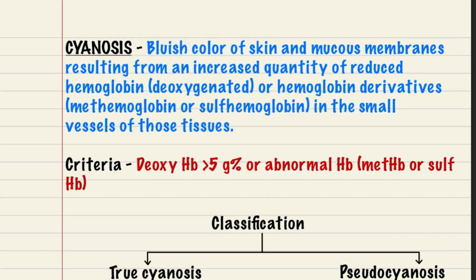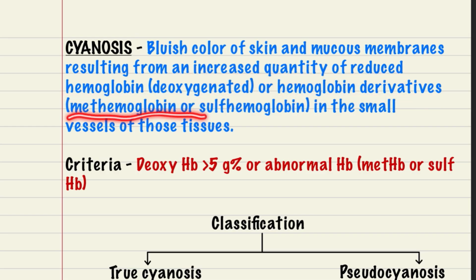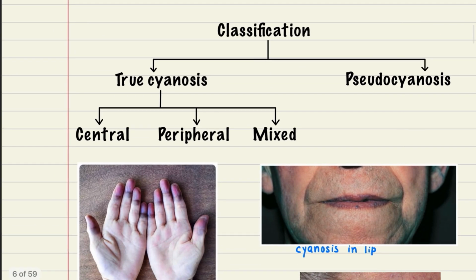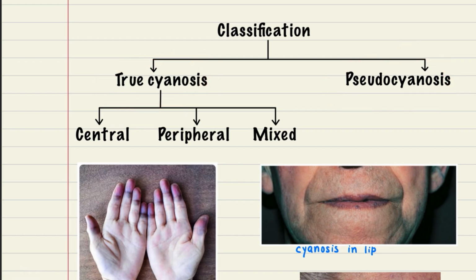Cyanosis is a condition in which there is bluish coloration of the skin and mucous membrane, which is because of the increased quantity of reduced hemoglobin, that is deoxygenated hemoglobin, or hemoglobin derivatives, that is the methemoglobin or sulfhemoglobin, in the small vessels of these tissues. The criterion is very important to remember: when the deoxyhemoglobin is more than 5 gram per 100 ml of the blood, then it is called cyanosis. There is a classification: true cyanosis and pseudo cyanosis. We will discuss each in detail.